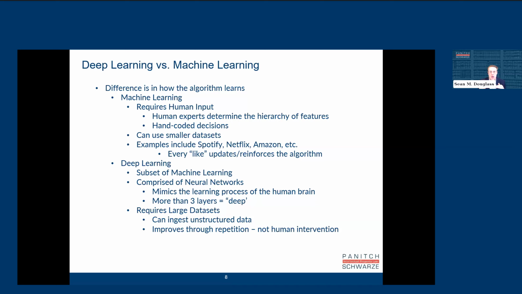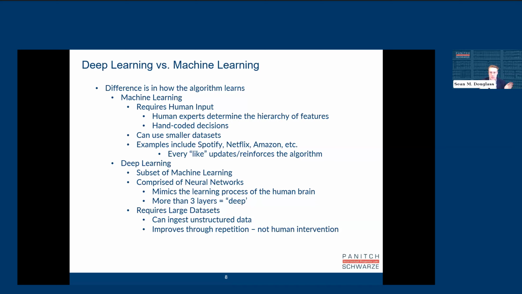More common instances of machine learning as we know it are Spotify, Netflix, and Amazon, which update and reinforce their algorithms. Essentially, a human is encoding that data. You're reinforcing the algorithm to learn over and over again what you like by actively providing feedback. Then we can go into deep learning.